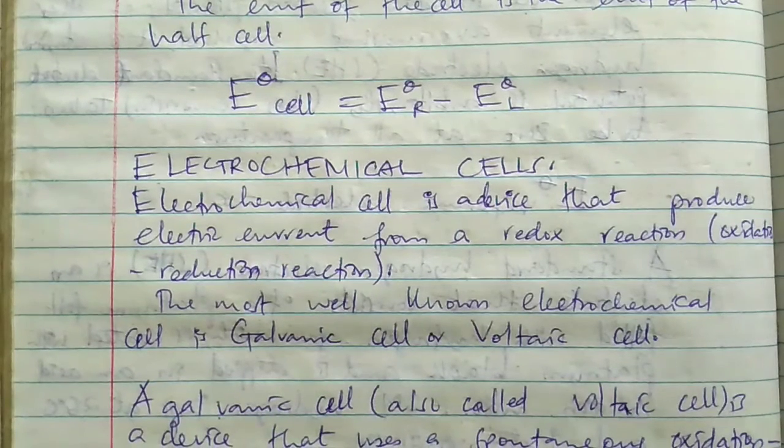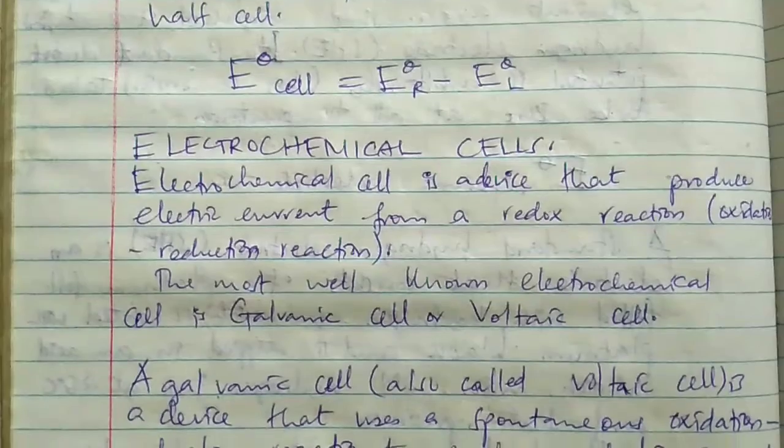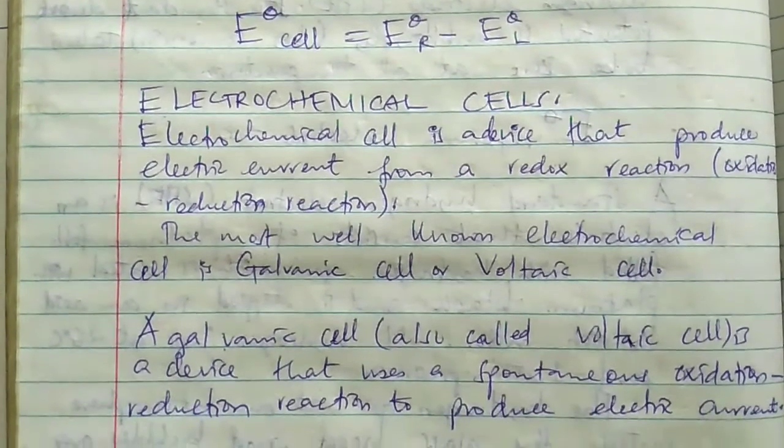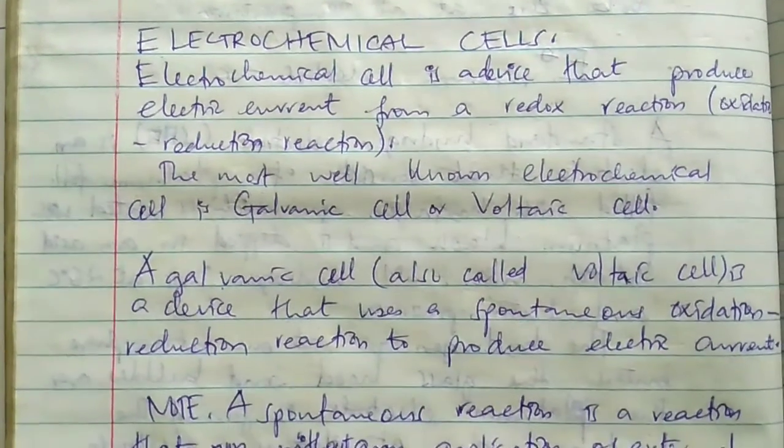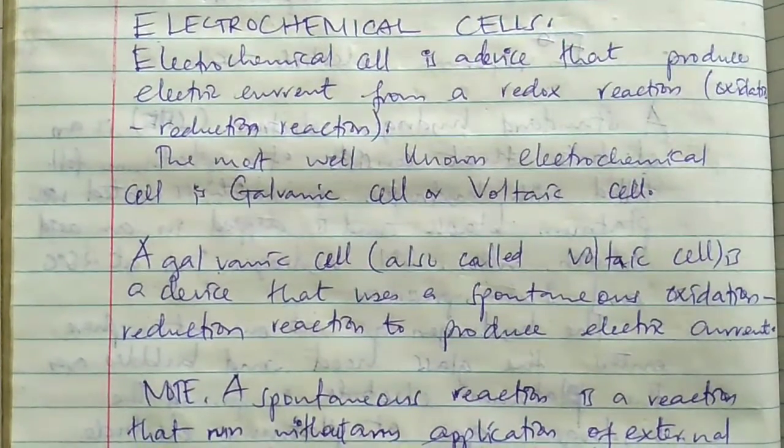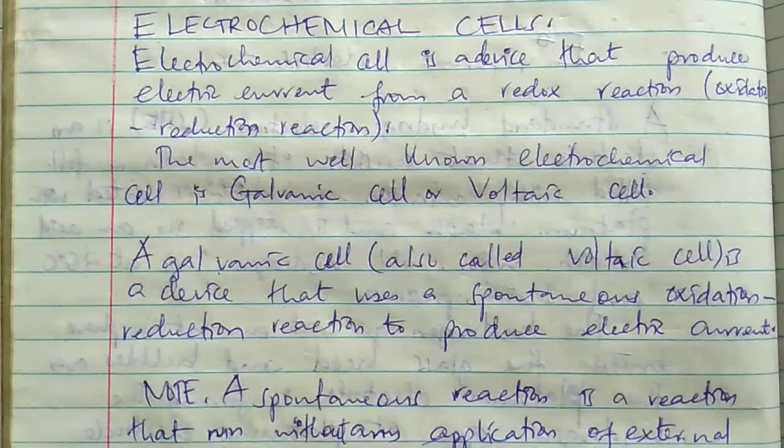The most well-known electrochemical cell is the galvanic cell or voltaic cell. Na ndio ambayo tutakuwa tunaidiscuss hiyo galvanic cell. So there are many categories of electrochemical cells, but for our case we'll be discussing the galvanic cell, and we will go deep to see different things regarding the galvanic cell.